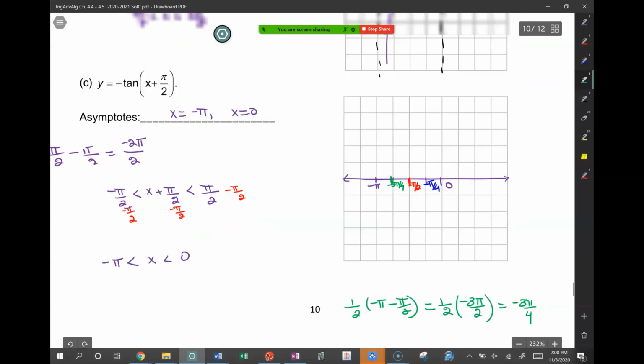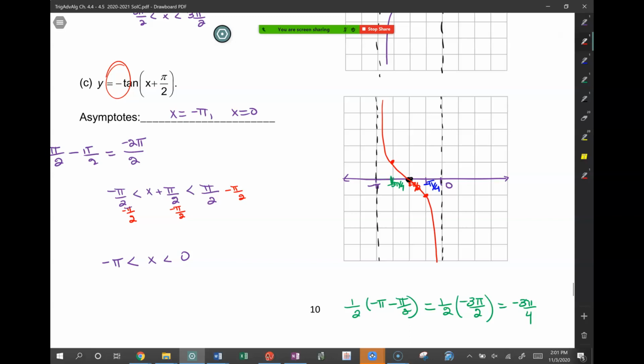Okay, let's put in asymptotes. 1, 2. Okay, center point goes here. Now look, I have a negative tangent of x plus pi over 2. So to the right, I go down 1, then up 1, and I graph this way. Okay? All right, questions?